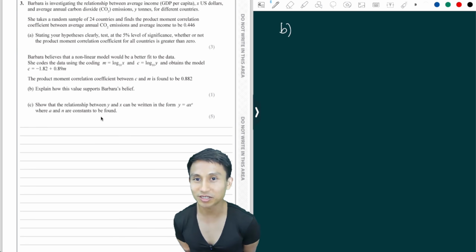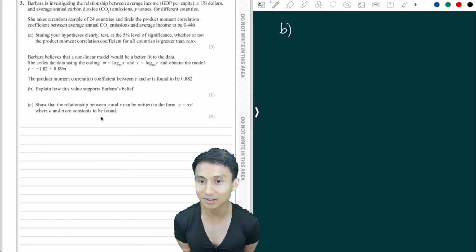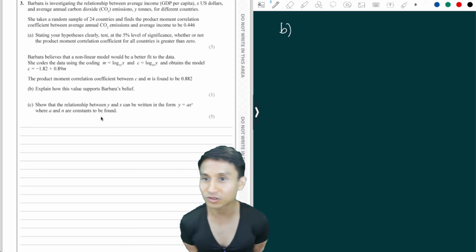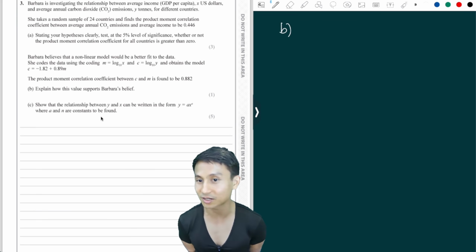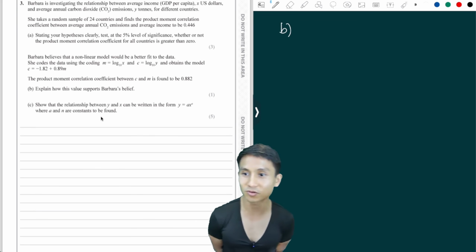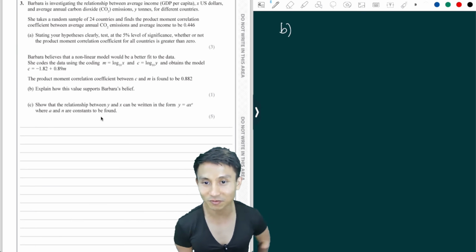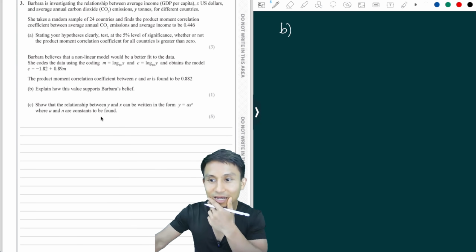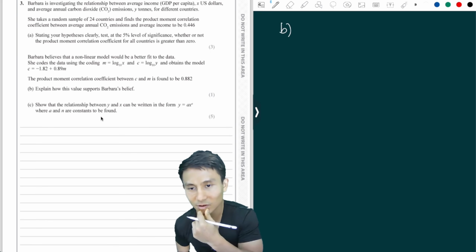Okay, so she is changing from m, which is m as log base 10 of x. So x was the average income, changing it to m, and y was the carbon emission, changing it to c, and obtains the model that the product moment correlation coefficient between c and m is found to be 0.882. Explain how this value supports Barbara's belief, right?